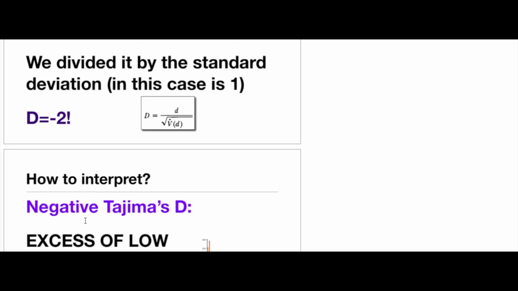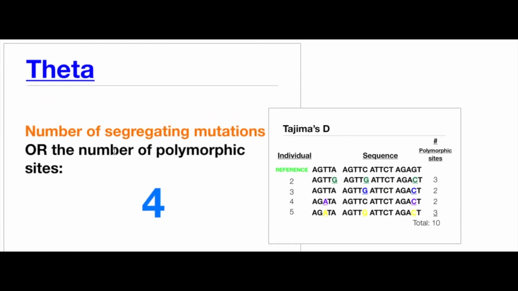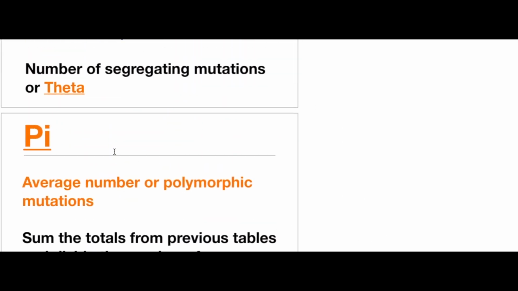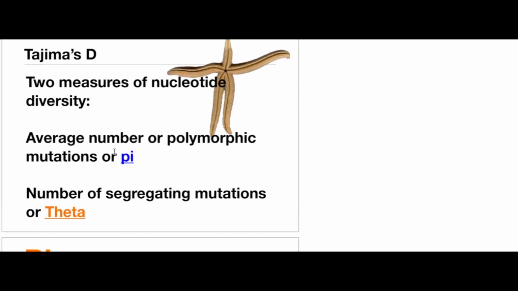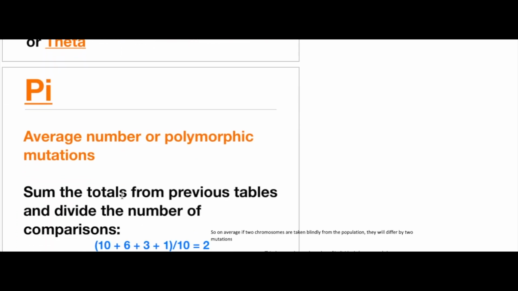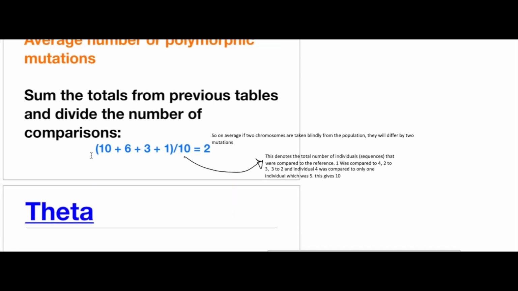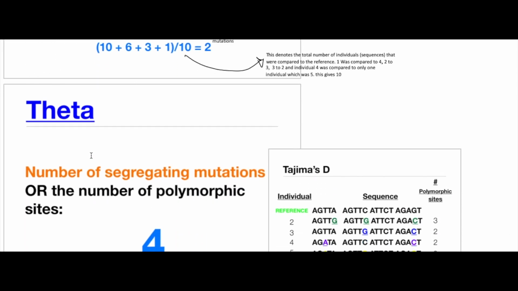So in summary, to find the Tajima's D value, you need to find these two numbers. These two measures are really important. You need to find the number of polymorphic mutations, which is pi, and the number of segregating mutations, theta. Once you find those values, you can just take the difference between them, and that will give you the value of Tajima's D.